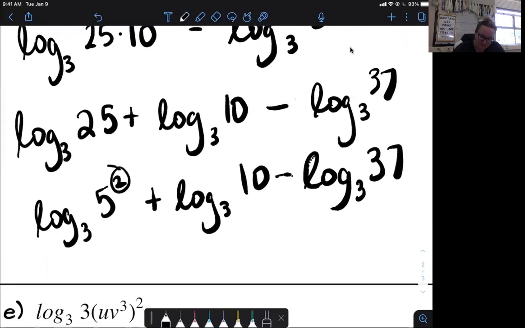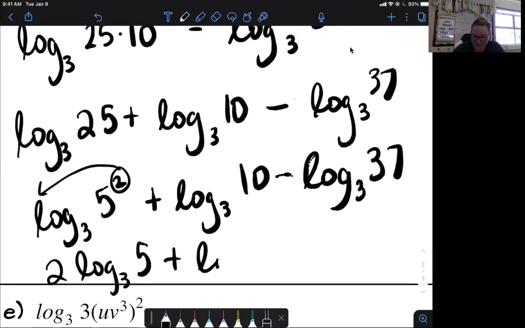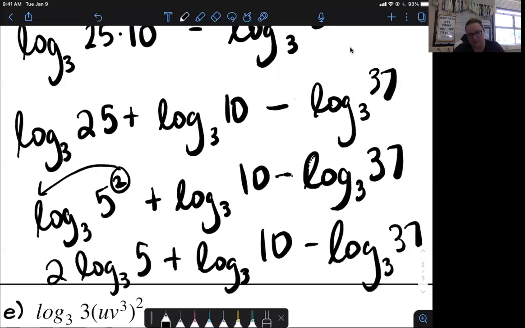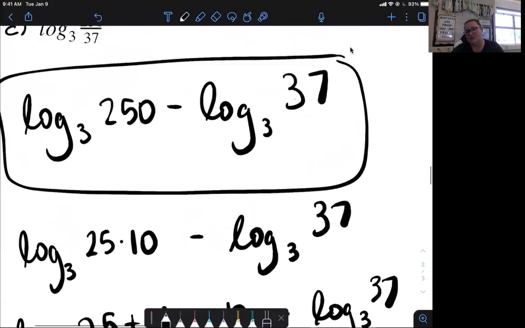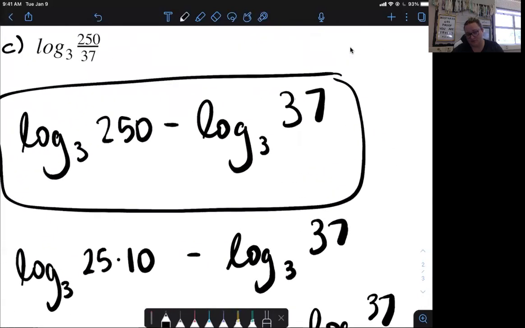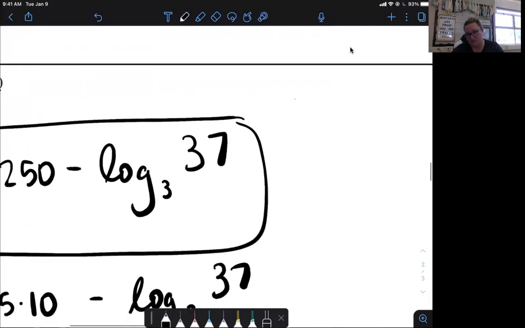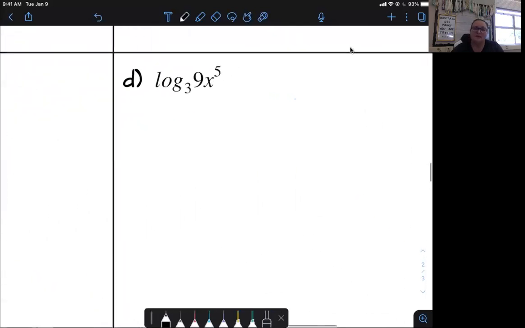I can bring that 2 out in front of this log. So I have 2 times the log base 3 of 5 plus the log base 3 of 10 minus the log base 3 of 37. So I would accept that as your final answer, or I would accept this as your final answer. Isn't that kind of cool? I don't know. All right, now let's do part D.